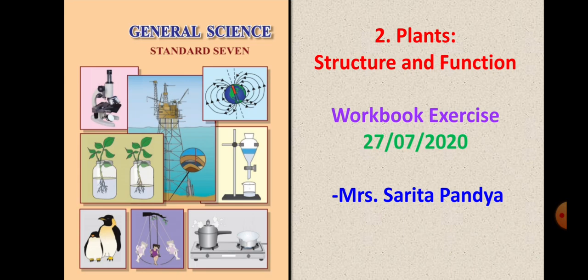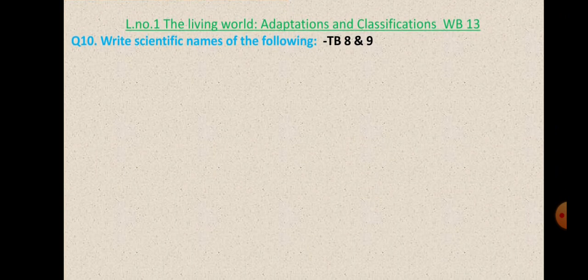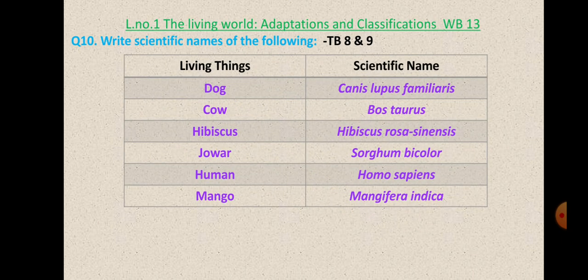In the last lecture, we had almost finished the workbook exercise of lesson number 1, and only one last question was remaining, which we will discuss now. After that, we will start with the workbook exercise of lesson number 2. So, first, lesson number 1, the living world adaptations and classifications, given on page number 13 of the workbook.